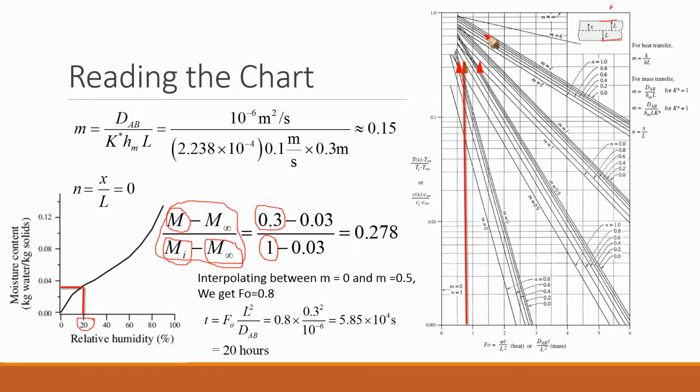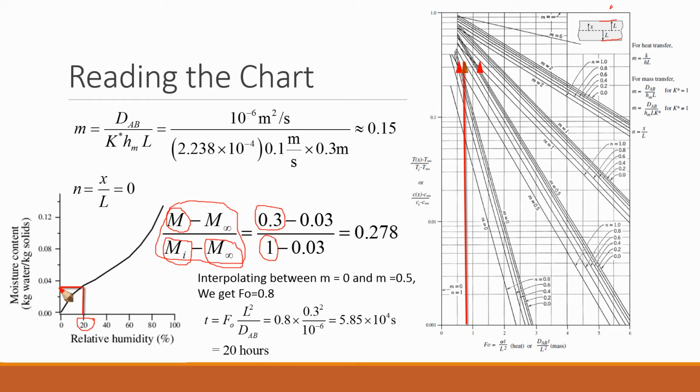We're also given the moisture isotherm for this compost material, so you can see the curve here. What this curve says is that at 20%, if you have compost in contact with 20% relative humidity, it's going to have 0.03 kilograms of water per kilogram of solid.